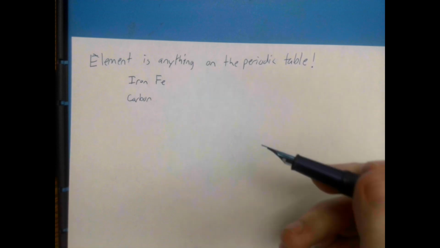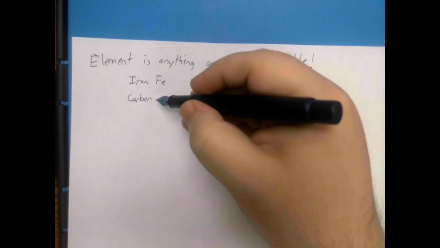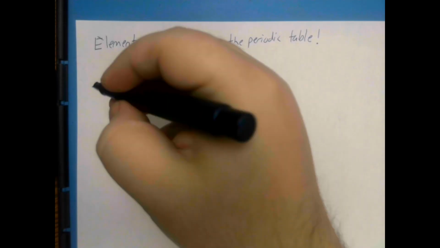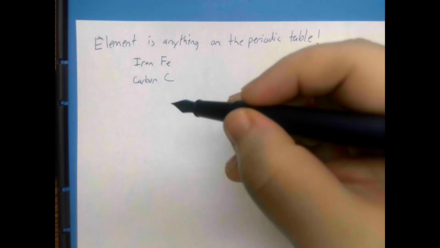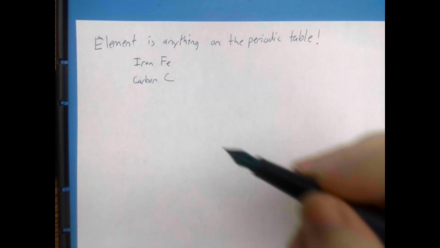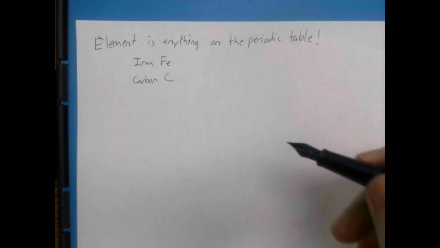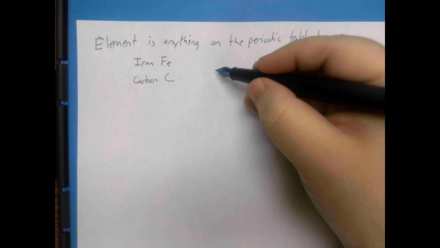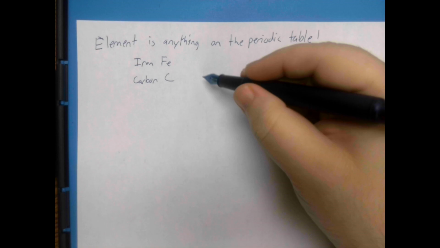So carbon, like our pencil lead, it's on the periodic table. I thought it was graphite. Graphite is the name of it, but the technical name is carbon. Carbon can be arranged in so many different ways. For example, if you crystallize it, it turns into diamond.